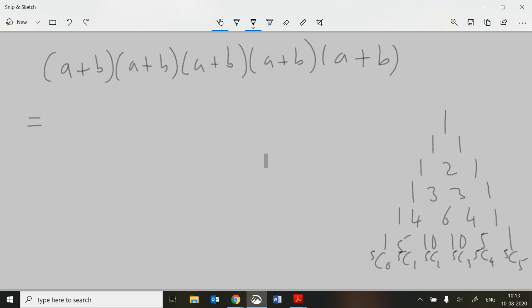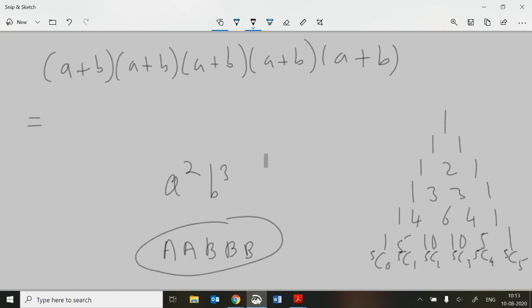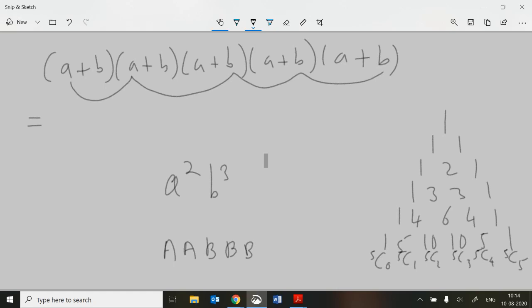Okay, so now why is this the same as this? We kind of discussed that last time round, but say for example you wanted to get the term out which is, I don't know, a squared b cubed. Okay, now that's basically saying let's get 2 a's and 3 b's. Now this is what we started the previous video off with, and there's lots of ways of doing this between the brackets. You've got a, b, b, b, but you've got many ways of doing that through here.